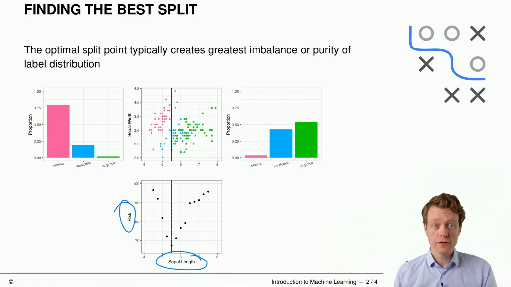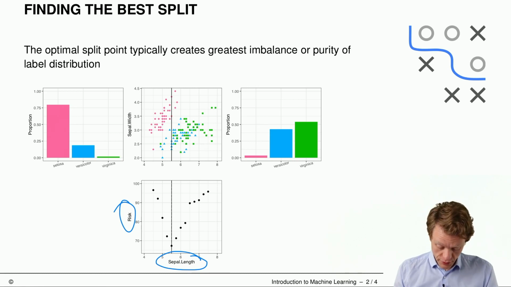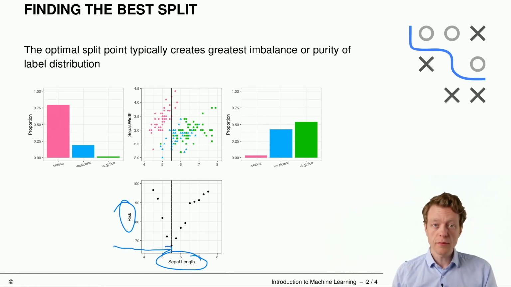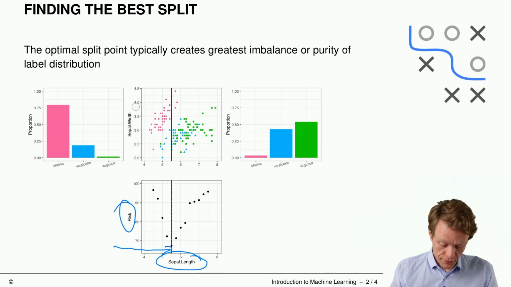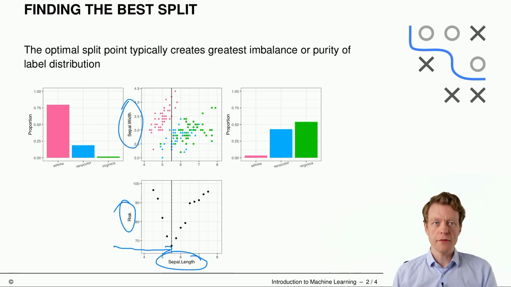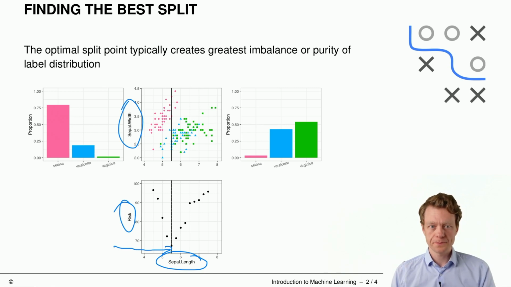And then we just choose the optimal split point as being the split point which leads to the minimal risk, which in this case is sepal length equals 5.5. And of course, we could and should do the same thing for the other features too. So in that case for sepal width and those two other features of the iris dataset.